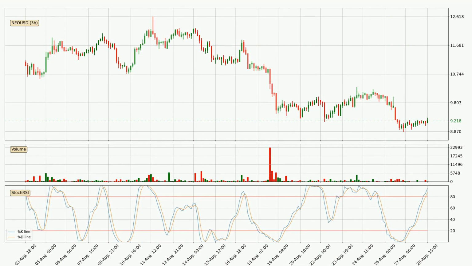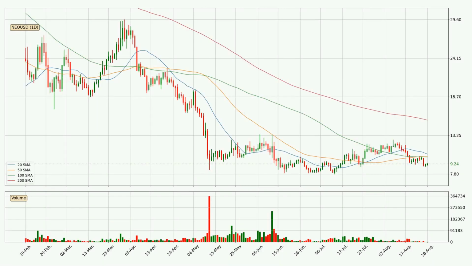Jumping to the 3-hourly stochastic RSI, both the %K and %D lines are in the higher region, which means that the price is getting overbought and soon a trend change or at least some kind of consolidation could be expected. However, the K line still hasn't crossed the D line, so you should wait to see if the trend will actually go down.